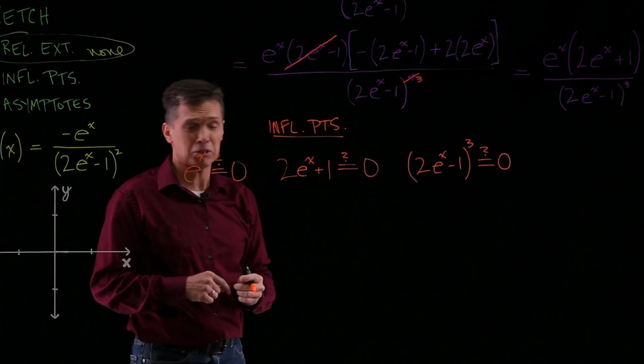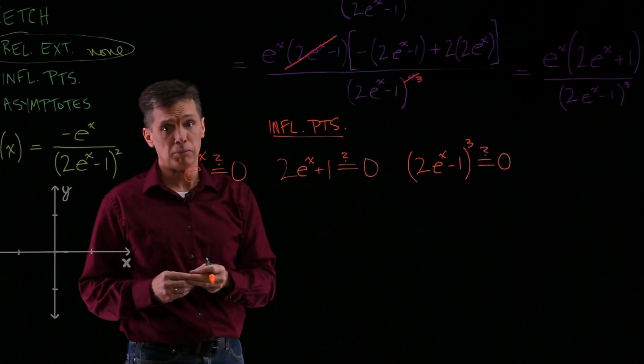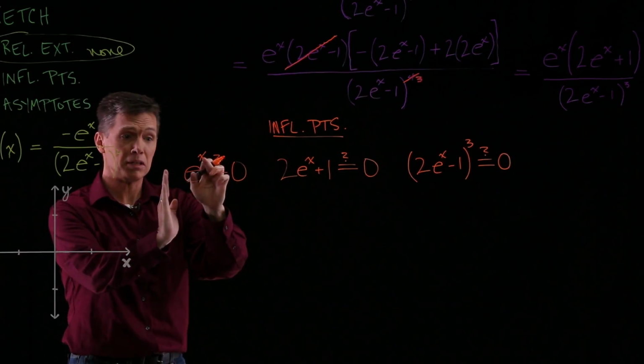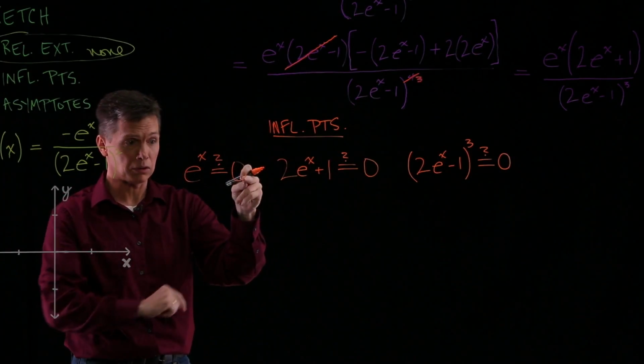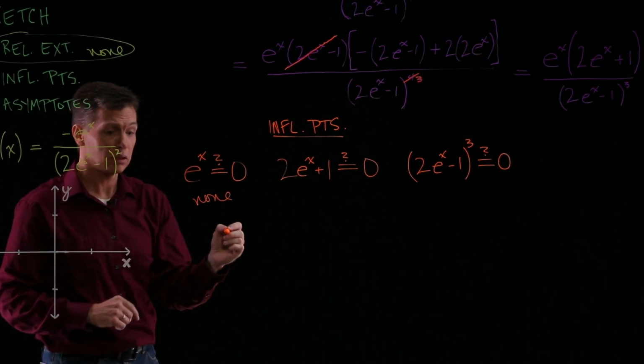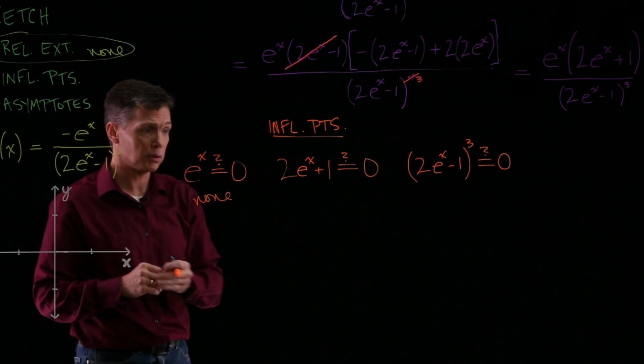Well, as always, it comes down to the algebra, right? So we'll solve each of these equations. These equations aren't too bad to solve either, though. If you take a look at this first one, if you remember the graph of e to the x, always above the x-axis, it'll never equal 0, so I get a none here. Again, if you don't remember the graph, you could do your ln of each side. You'll get the same result.